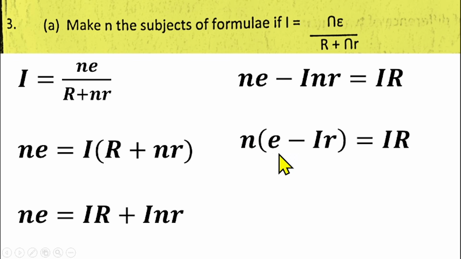You can divide both sides by the bracket. So if I divide both sides by the bracket, you'll be having n is equal to ir over e minus ir. So this makes n the subject of the formula, which is the solution for question number 3a.